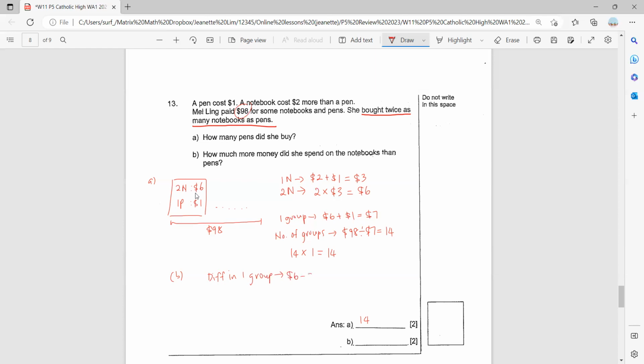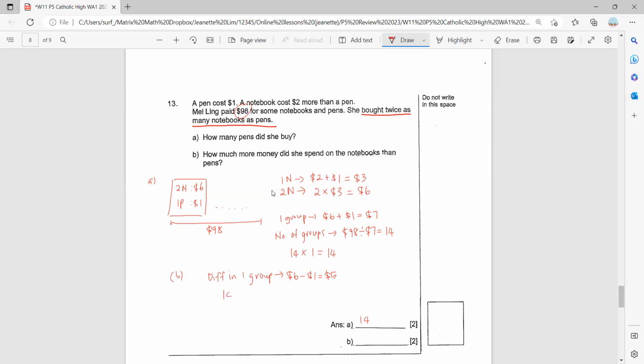The difference in one group is $5, right? Then how many groups are there? So then just multiply. In one group the difference is $5, and you want to find the difference in all the groups, so you just multiply by 14. That would be much faster.